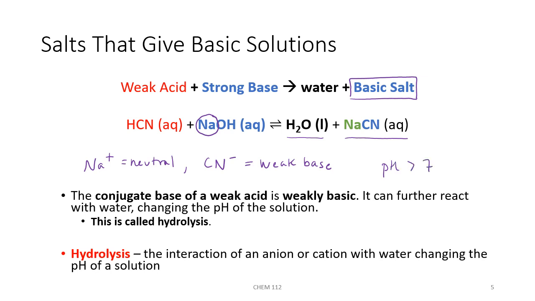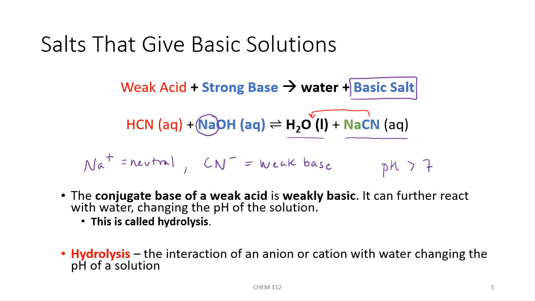So what happens is that cyanide anion actually will react with the other product, which is water, and it'll change the pH. This is known as hydrolysis. When one of your ions that you form can react with water and adjust the pH after the neutralization reaction, this is called a hydrolysis reaction that occurs second.